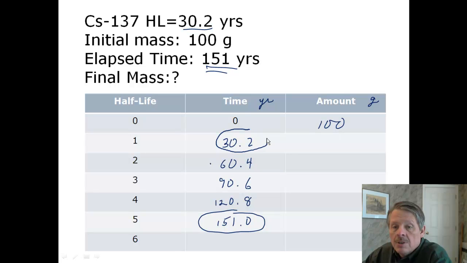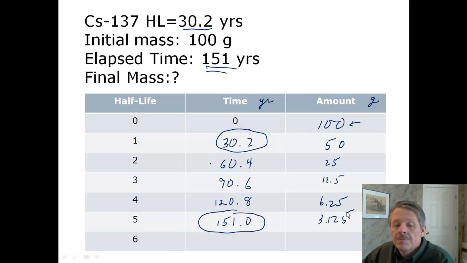I was given my half-life, I was given the 151, and I'm given my starting amount, which is 100 grams. Now, what happens for every half-life? That's right, I go down by half. So that's 50, that's 25, that's 12.5, that's 6.25, that's 3.125. So my answer here is going to be 3.125, and my units are grams, and that's what happens in 151 years.